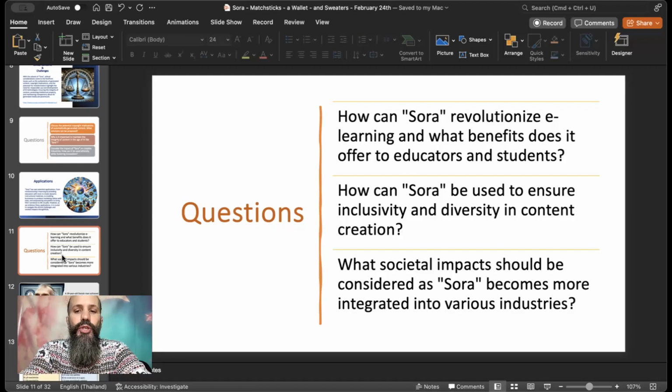How can Sora be used to ensure inclusivity and diversity in content creation? Kind of talked about that before. Again, you can have things tailored to the learner. You could use the same stories, no matter what the cultural context is, and you can create all the characters to match the people that are watching it, in the case that you want them to, or not. You could make it a variety of things. It could be easily changed. You could just swap it out quite easily.